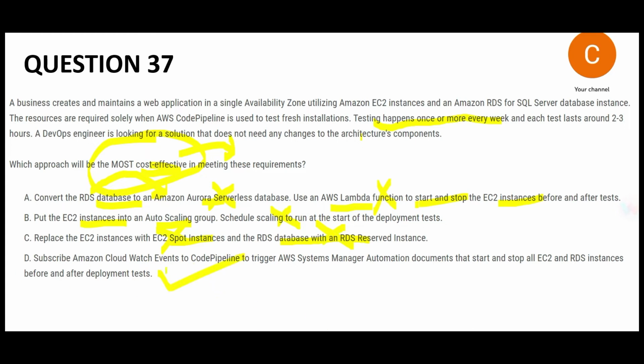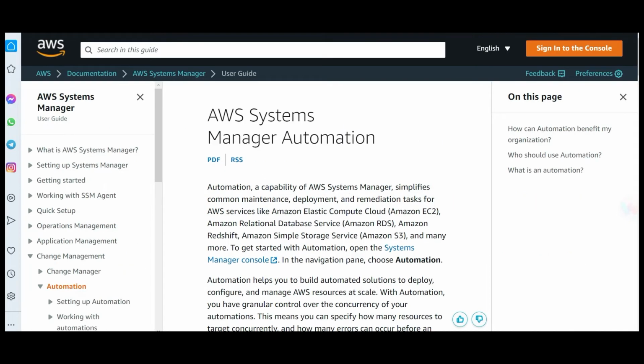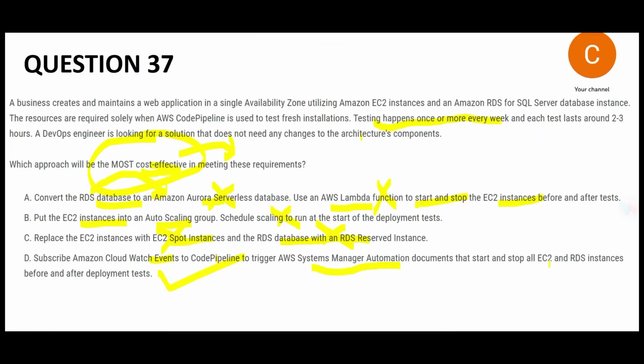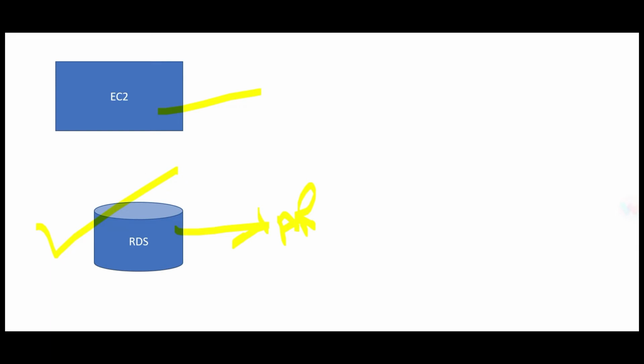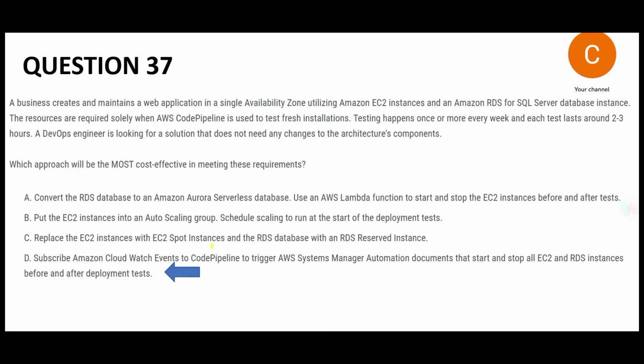What will happen is, CloudWatch events. See, the problem is we need to do this whenever the testing starts. You can put an event, a CloudWatch event, which is linked to CodePipeline. So whenever it sees an activity in CodePipeline, it will trigger the Systems Manager automation document. What is Systems Manager? Systems Manager will usually help with simplifying common maintenance, deployment, and remediation. So this can be used to start and stop both the EC2 and RDS instance. So this serves the purpose. This is my final answer.